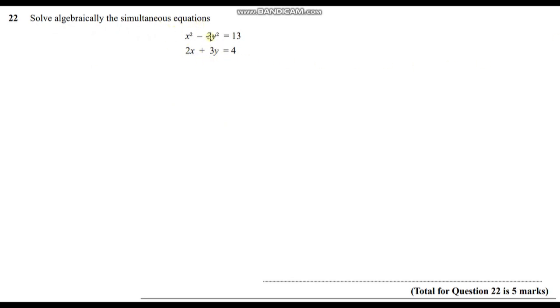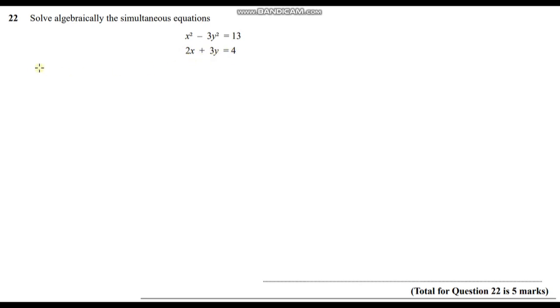So we've got one quadratic equation and one linear equation. So in order to solve this, first of all, we make x the subject, or y the subject, it doesn't really matter which one, but let's make x the subject. Once we've made x the subject, we can then substitute that expression for x into this quadratic equation, which we can then solve.